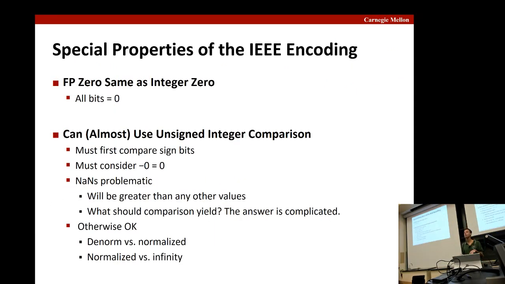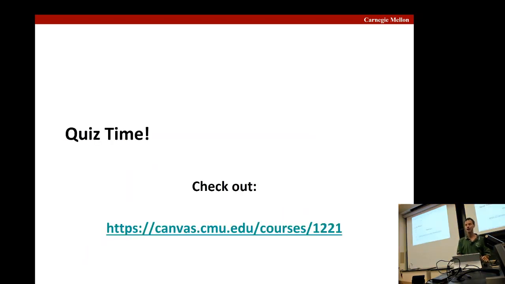But the "almost" part includes things like, we've got a negative 0 as well as a positive 0, and we've got all these NaNs. But otherwise, it's okay. The denormalized ones can be properly compared to the normalized ones. The normalized ones are properly compared to infinity, and so forth. All right, good. All right, Canvas time.